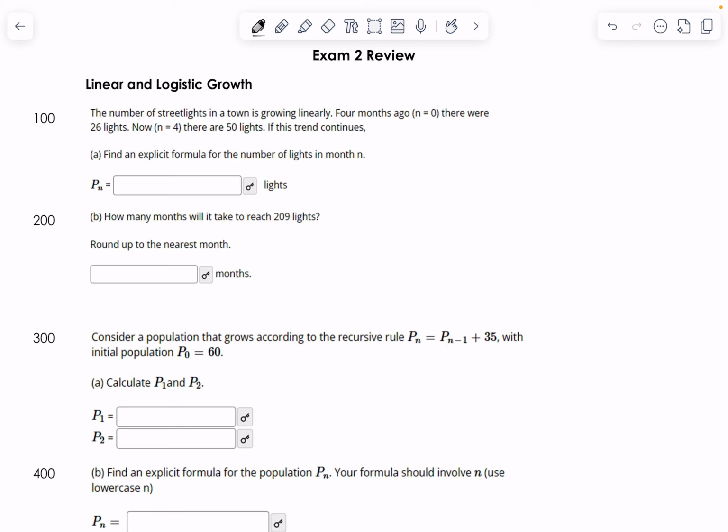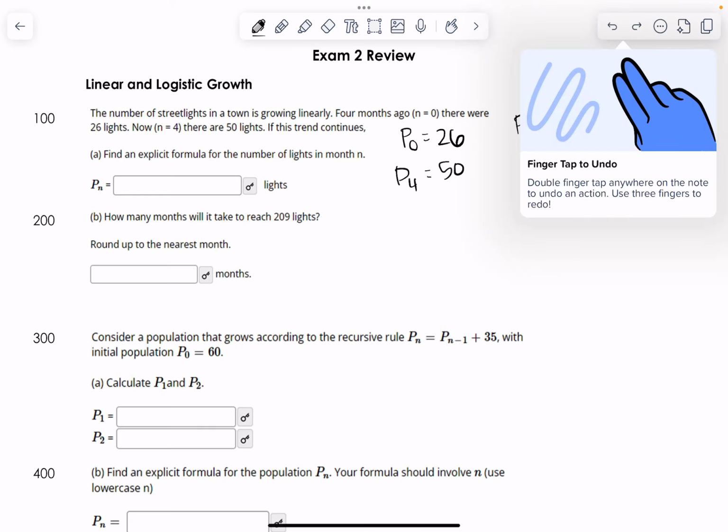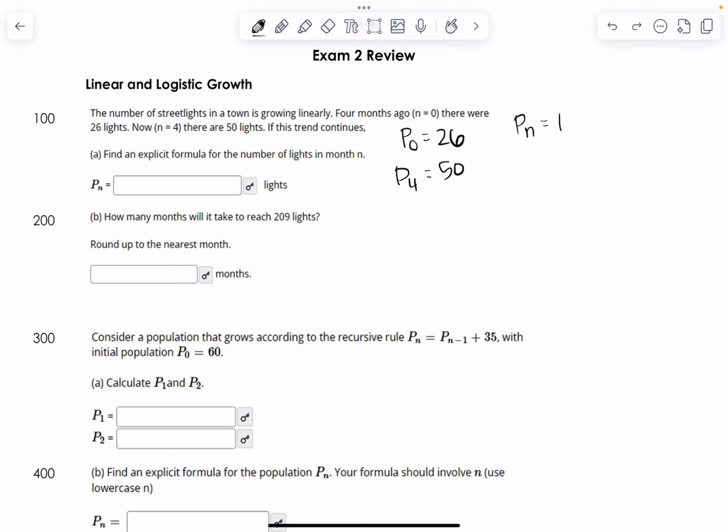The first one says the number of streetlights in a town is growing linearly. 4 months ago, which is our N naught, our N equals 0, our P naught, there were 26 lights. Now, P sub 4, there's 50 lights. And you have to know what the formula is. So it's P sub N equals P naught plus D times N.